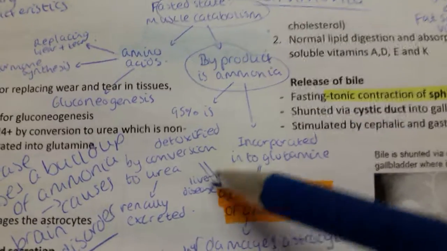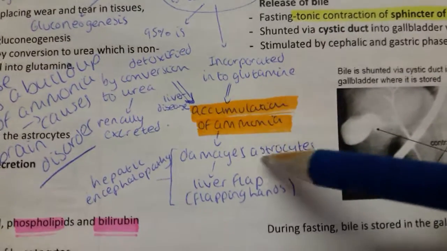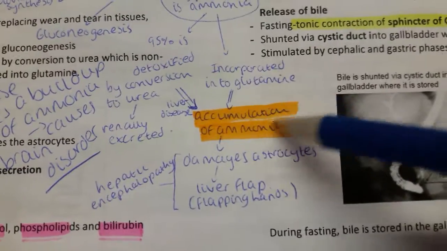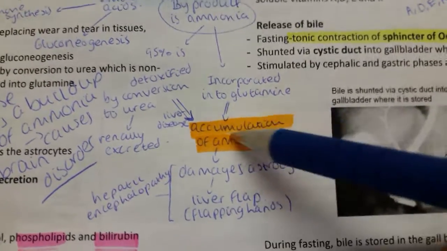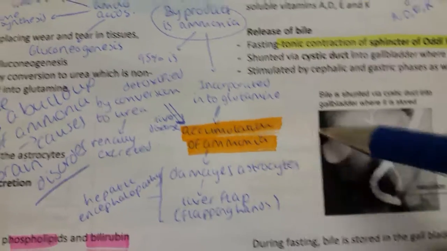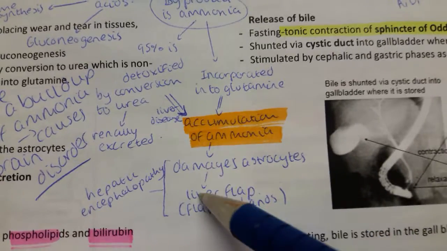However, if you have liver disease, then you're going to get an accumulation of ammonia. What that's going to do is damage the astrocytes. You're going to get an accumulation of ammonia, not just in the liver, just generally, which will damage astrocytes, which are related to neural function. And therefore you'll get something called liver flap.